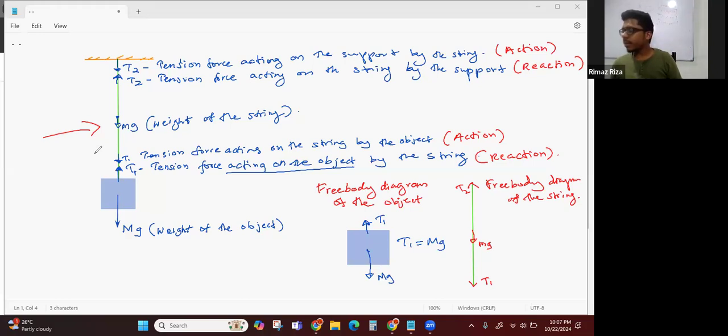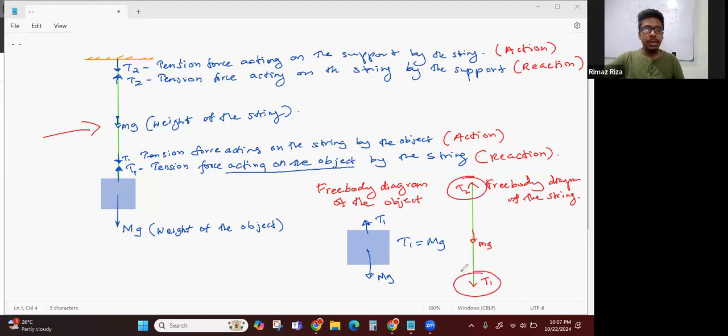Second point, the direction of the tension force acting on the string. The direction of the tension force acting on the string is away from the string at both the endpoints.